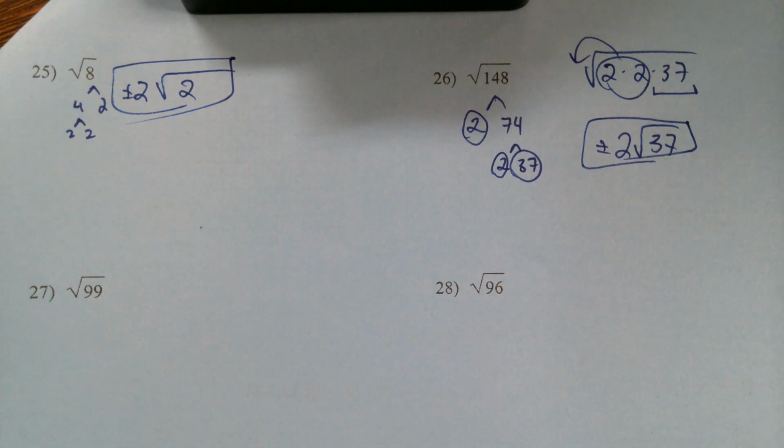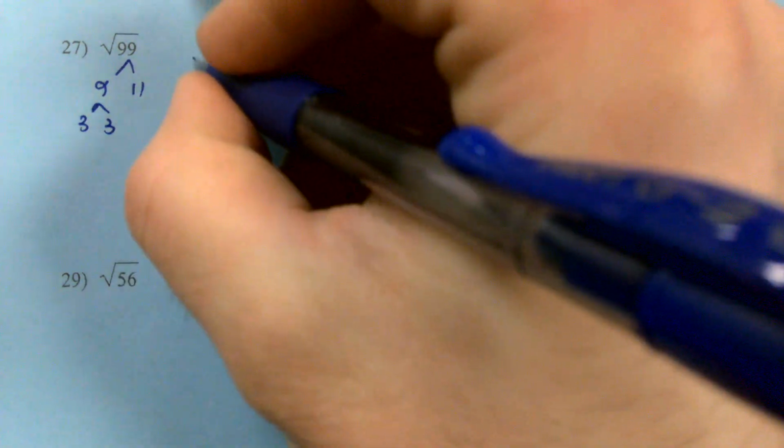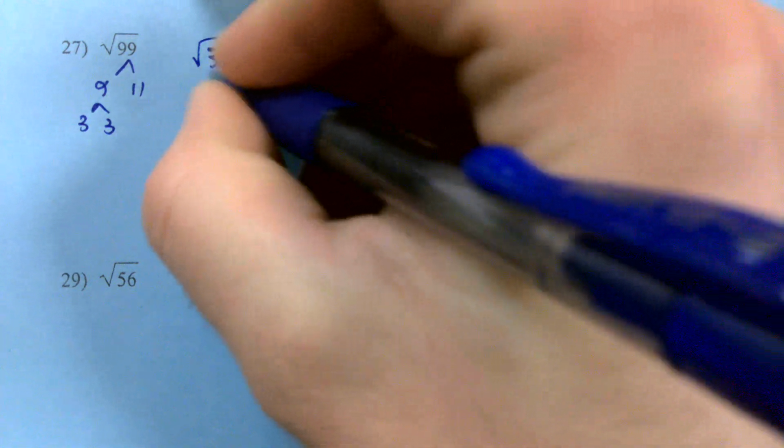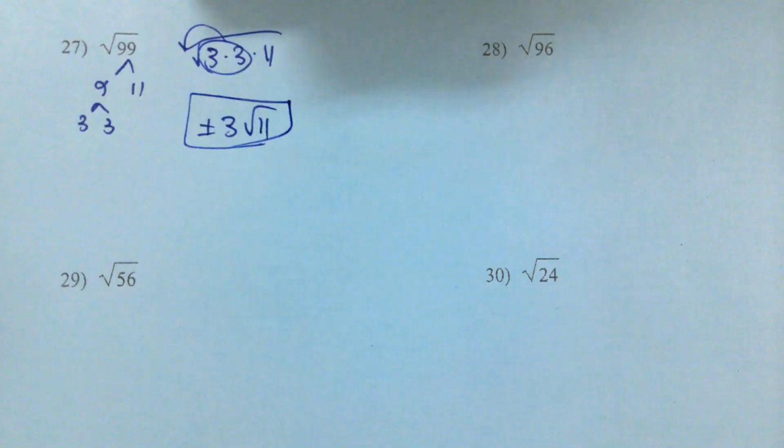99. We can do 9 times 11. 9 is 3 times 3. 3 times 3 times 11. We bring those out. Plus or minus 3 root 11.